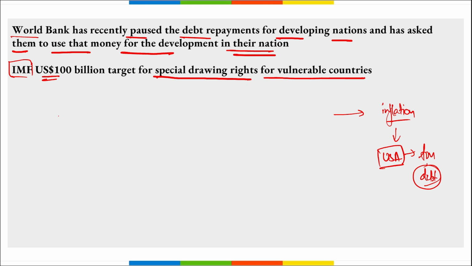Also, apart from this, IMF has given 3 billion dollars to the crisis-stricken Pakistan, right? $3 billion were approved for Pakistan by IMF. Correct? So, friends, these were your important current affairs. These were your international affairs for the month of June.